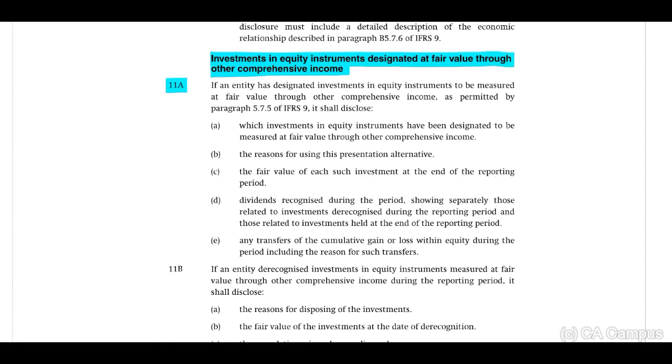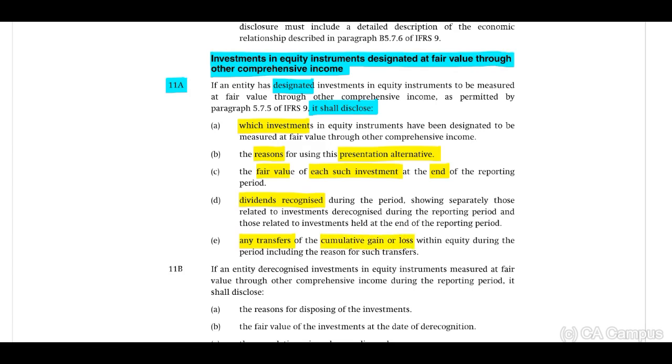In terms of paragraph 11A, what should we disclose? An entity has designated investments in equity instruments to be measured at fair value through OCI as permitted by paragraph 5.7.5 of IFRS 9. It shall disclose: A. which investments in equity instruments have been designated to be measured at fair value through OCI. B. The reasons for using this presentation alternative. C. The fair value of each such investment at the end of the reporting period. D. Dividends recognized during the period, showing separately those related to investments derecognized during the reporting period and those related to investments held at the end of the reporting period. And E. Any transfers of cumulative gain or loss within equity.